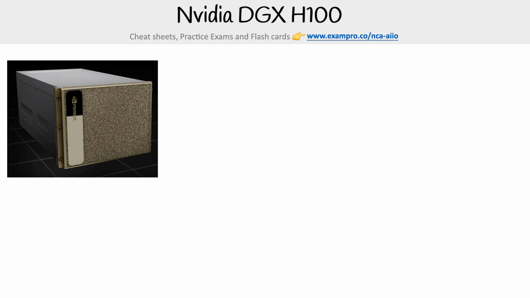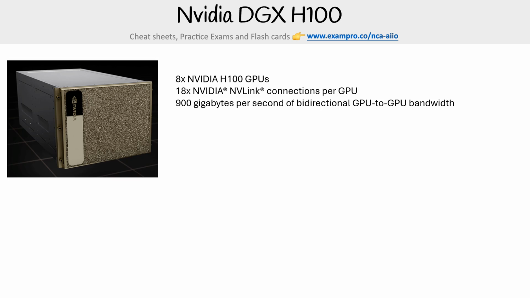So what's inside one of these boxes? Well, we have 8 of these H100 GPUs. We have 18 NVLink connections per GPU. We have 900 gigabytes per second of bidirectional GPU to GPU bandwidth. I think this indicates that this is using SXM.